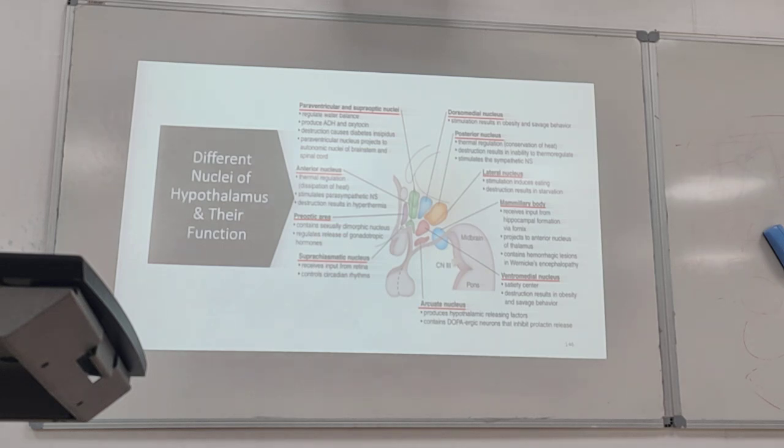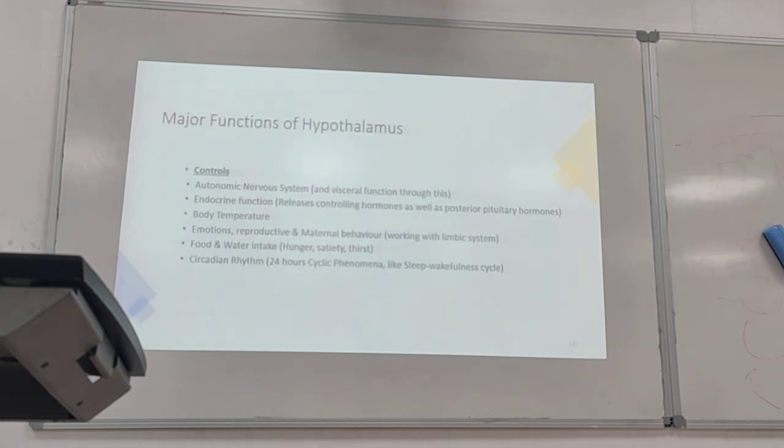Can you believe? So many functions of the hypothalamus. We have grouped them as some functions. So the hypothalamus controls the autonomic nervous system. It controls the endocrine system. It controls body temperature. It controls emotions, our anger, our depression, our anxiety. It controls our reproductive system.